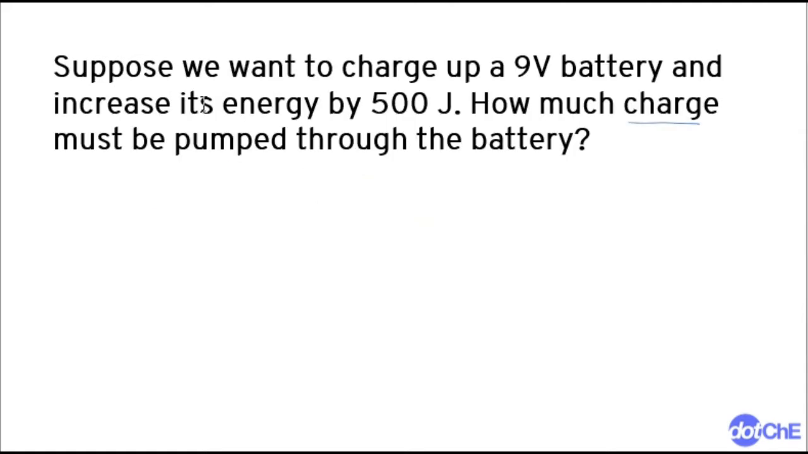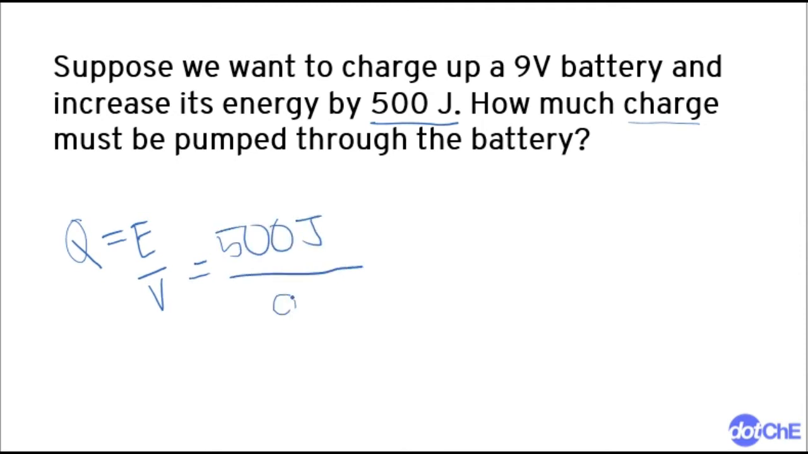So, this is an example. Suppose we want to charge up a 9-volt battery and increase its energy by 500 joules. How much charge must be pumped through the battery? So, yung formula is Q equals E over V. So, ang energy is 500 joules. And ang voltage is 9 volts.